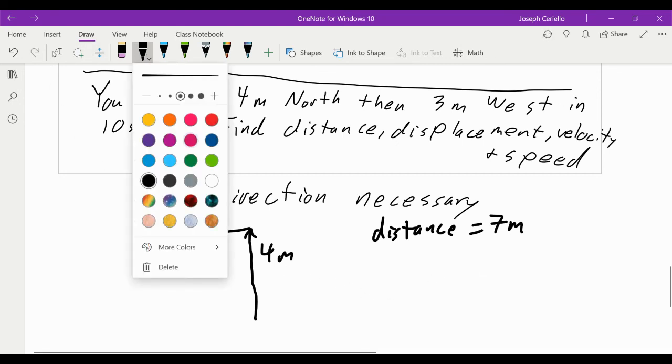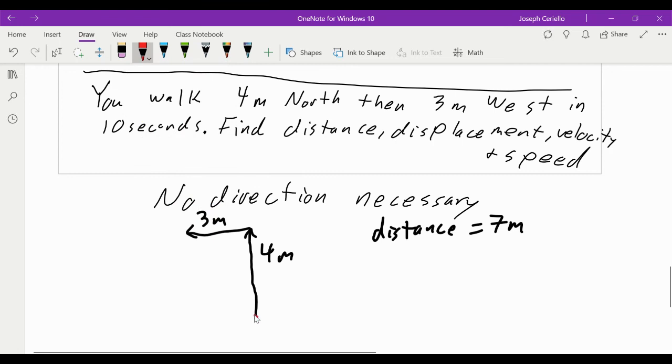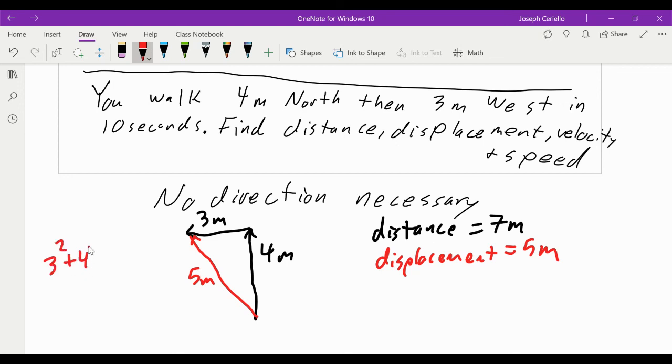Your displacement, you can use Pythagorean theorem or just recognize that this is a Pythagorean triple here. This is 5 meters. Again, how do you do that? 3 squared plus 4 squared, take the square root, you get 5. Now I should also get the angle here just for good measure, but I told you not to here. If you were going to though, you would just use the tangent function 3/4.